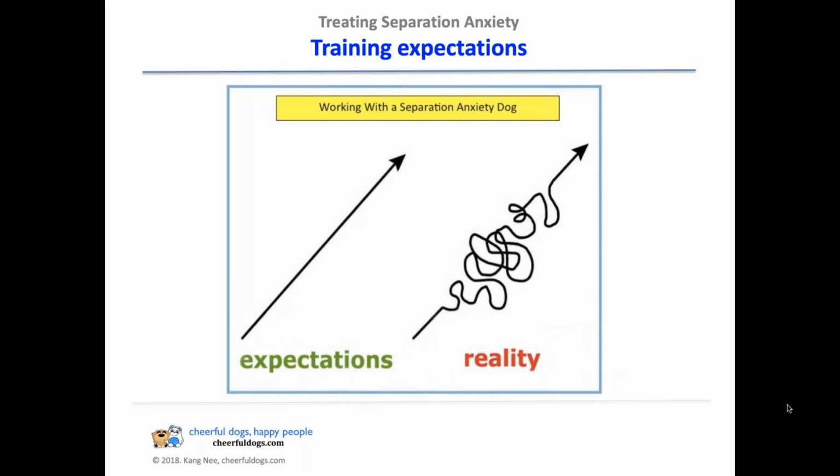Expectations. As with any behavioral challenge, we as humans would like a straight line graph, right? 1 minute, 2 minutes, 5 minutes, 10 minutes, 15, 20, 30, and we're done. But for separation anxiety, it doesn't happen that way. We may zoom along for a bit, and then we have to take a detour. We may have to plateau for a little bit, or we may crash and burn and have to start again. So in reality, separation anxiety training, just like with all kinds of training, we have to go at the dog's pace.